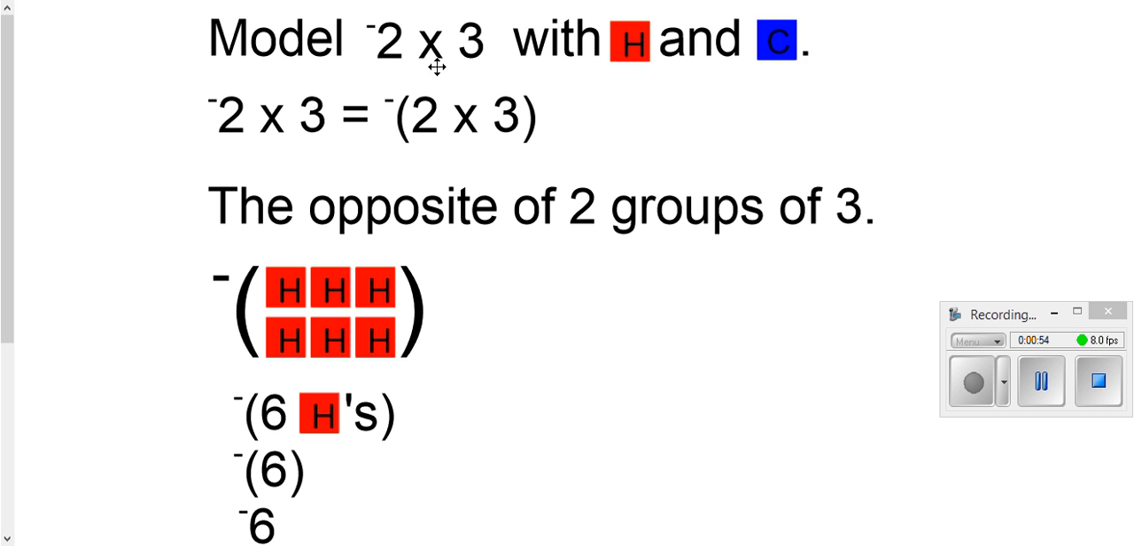Here, -2 times 3, there's a couple ways to look at it. One way to look at it is you're going to take the opposite of 2 times 3. So we need to take the opposite of two groups of 3. So I'm going to have one group of 3, a second group of 3, and we need to take the opposite of that. So we have a total of 6 of the h's, which is a +6, and you need to take the opposite of that.